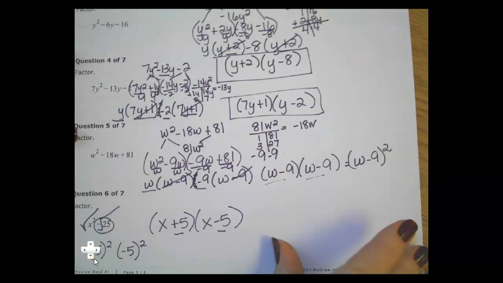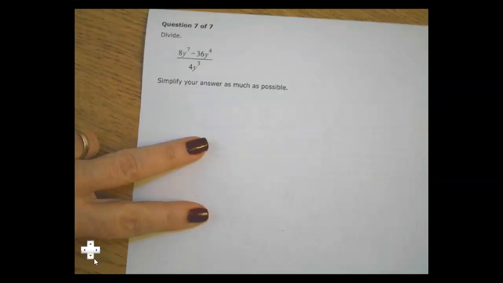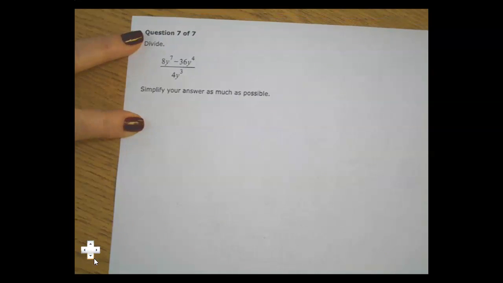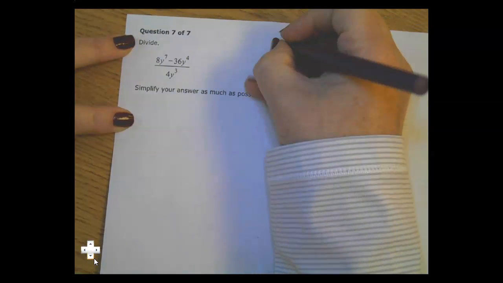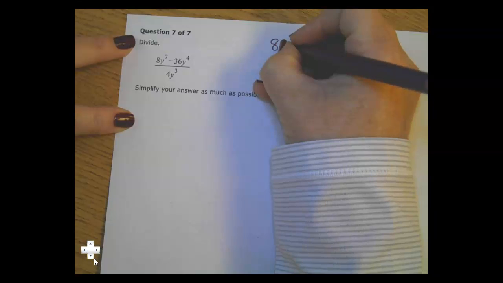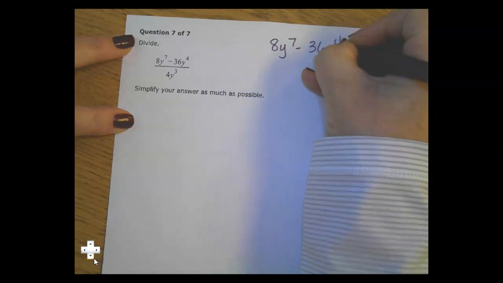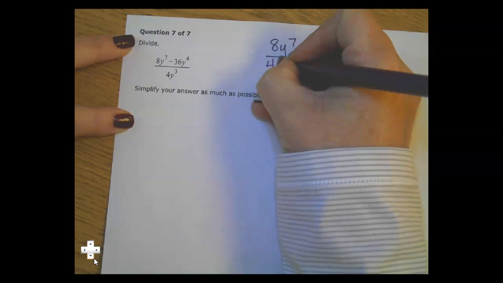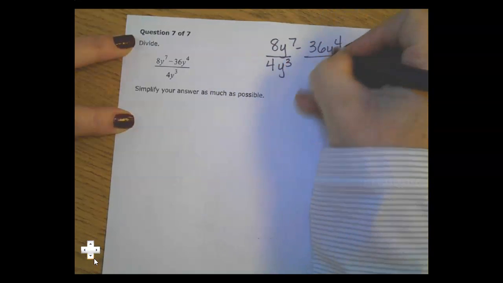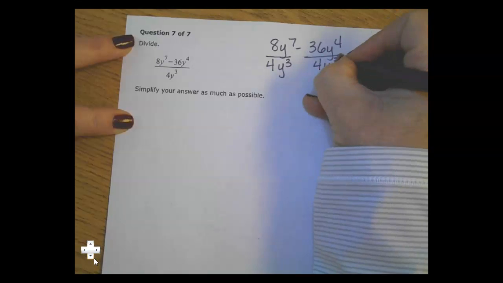All right. Next. So when you're dividing these polynomials, I always separate it. So I'm going to make 8y to the 7th minus 36y to the 4th, and I'm going to divide this by 4y to the 3rd and this by y to the 3rd.